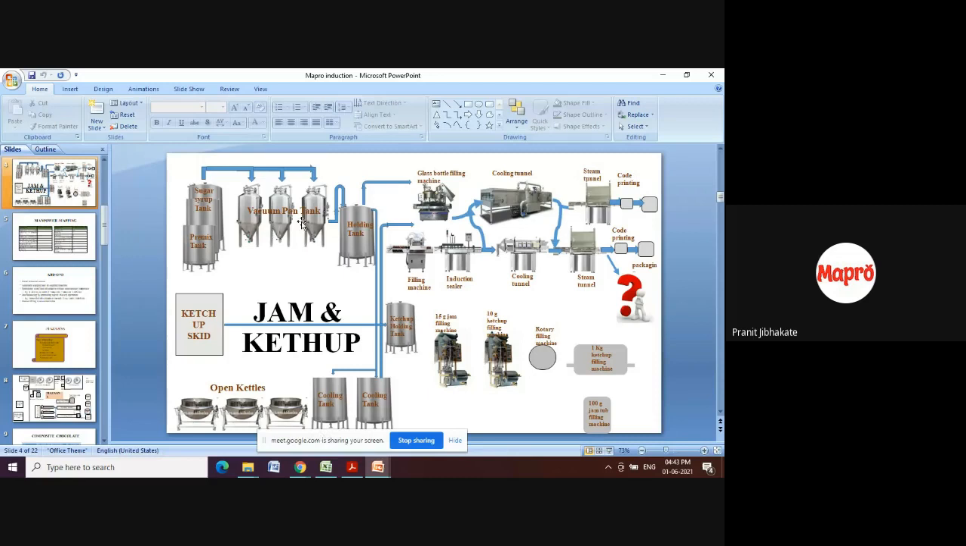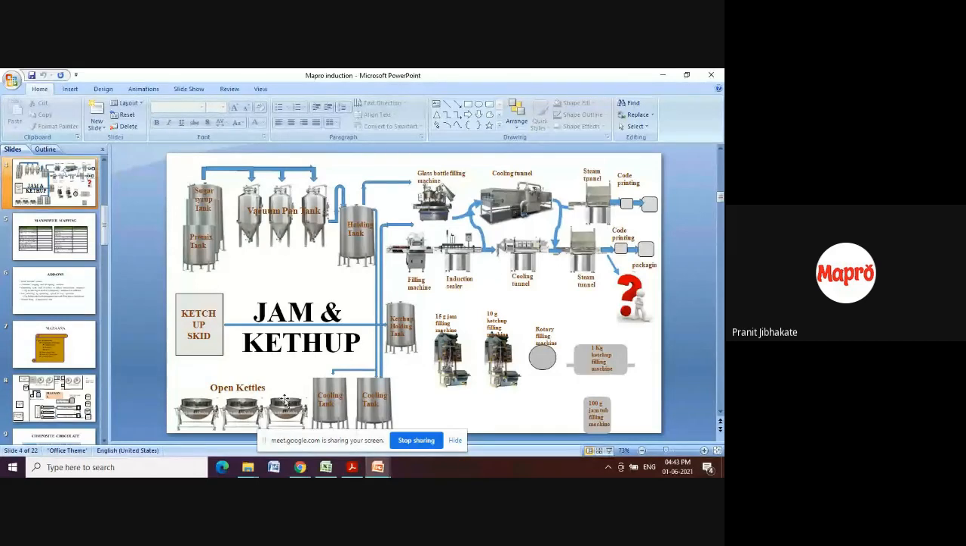Here you can see that after this, the ready product goes to the holding tank, and after the holding tank, we can transfer it to different lines like glass bottle machines, PET bottle machines, different filling lines. After filling, it goes to the cooling tunnel. To set the jam, we have to lower the temperature. So the temperature would be around 30 to 40. After that, labeling and all, you can see here.